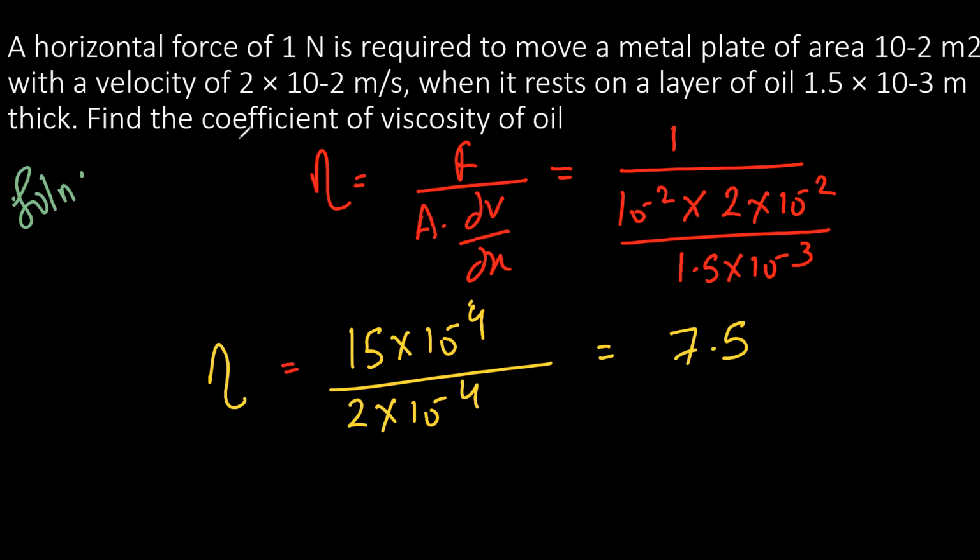Now the coefficient also has a unit, because all terms are not the same. Mostly a coefficient has no unit, but this coefficient has a unit. Its unit is Newton second per meter square. This is the unit of the coefficient of viscosity for oil, remember. We use the same formula. This may come for 1 mark or 2 marks, depends. It was simple. Okay, please go for the next one.